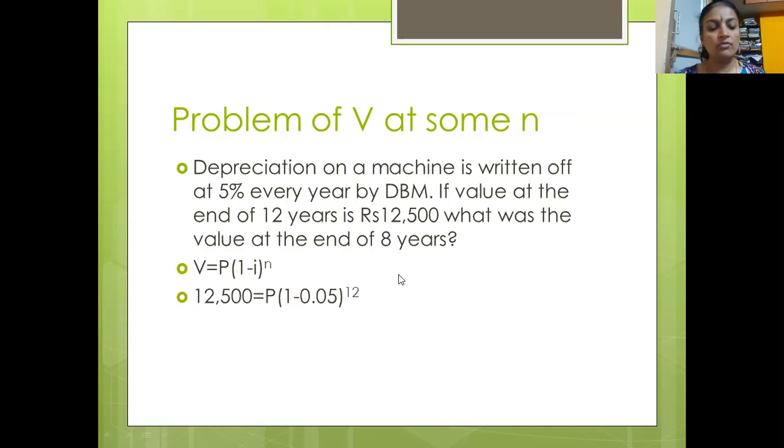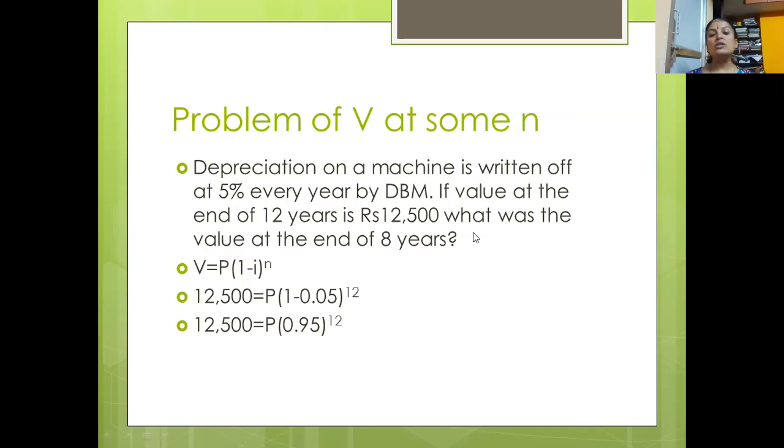That is 12,500 is equal to P when N is 12 years. So here 1 minus I is given, that is 5%. So 1 minus 0.05. What is 1 minus 0.05? That is 0.95. So 0.95 raised to the power of 12 is equal to 12,500. That is the first equation, we can call it the first equation.